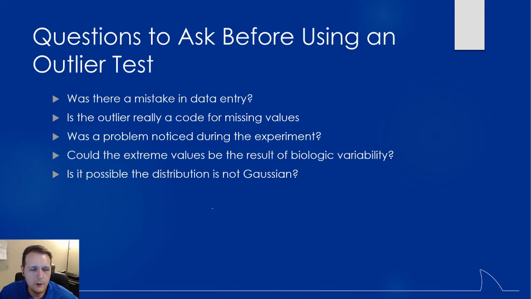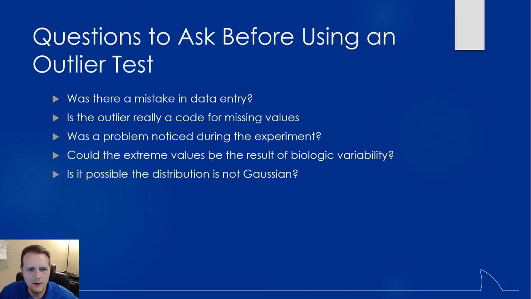What are some questions to ask before using an outlier test? It could be things as simple as, was there a mistake in the data entry? Someone was trying to type something in and accidentally typed in 5 instead of 8. Easy to do on a keypad. Is the outlier really a code for a missing value? Sometimes that can be very specific to how the data is categorized, and sometimes you'll have a random code that is classified as a missing value, and that could be accidentally carried forward and thought to be an outlier. It's a possibility. Was there anything noticed during the experiment? Maybe someone was measuring a temperature incorrectly, or measuring a patient's height with their shoes on versus everyone else measuring height with their shoes off, things like that.